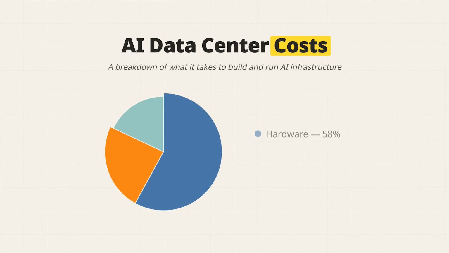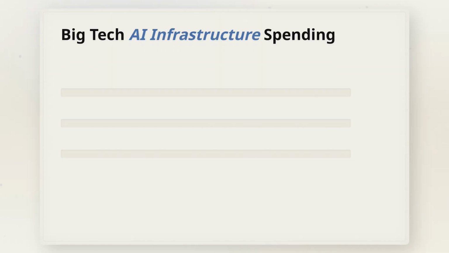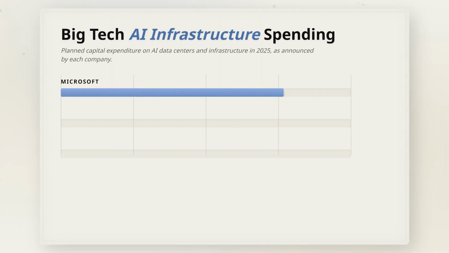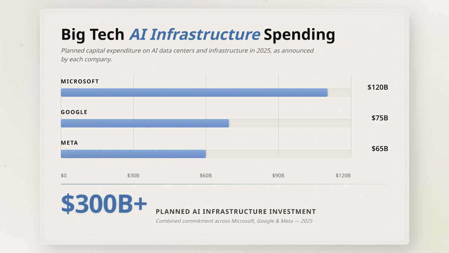In fact, keeping those chips running can cost almost as much as buying them in the first place. That's why the world's biggest AI companies are investing hundreds of billions of dollars, not just in AI software, but in the infrastructure that makes artificial intelligence possible.